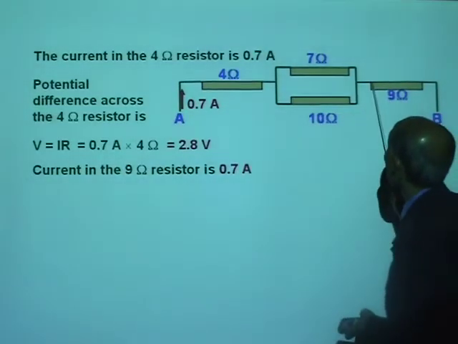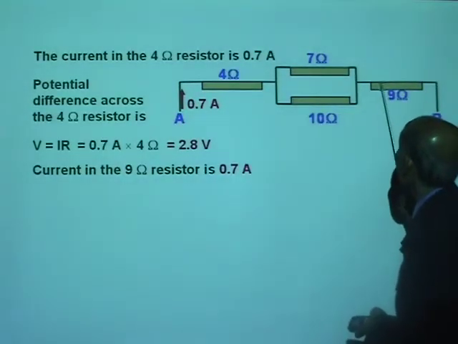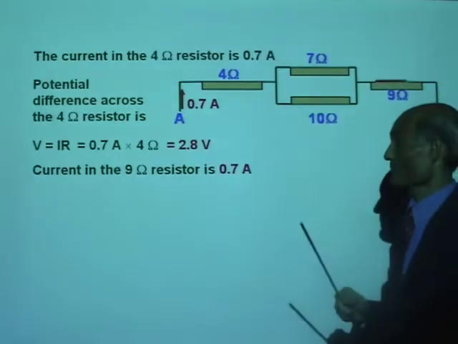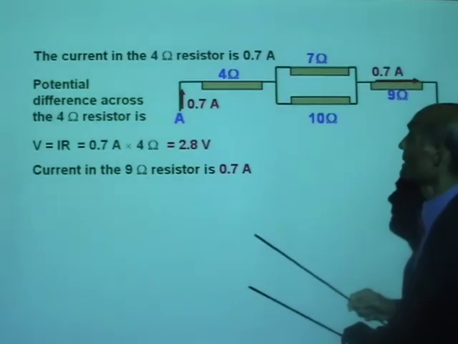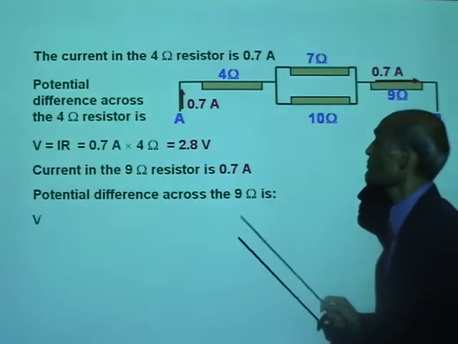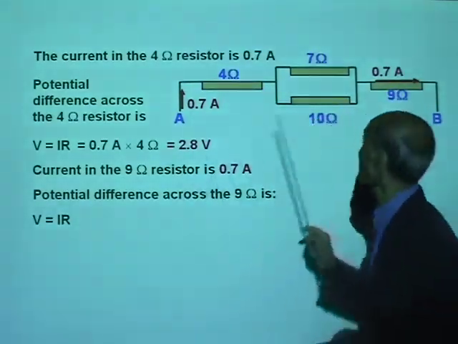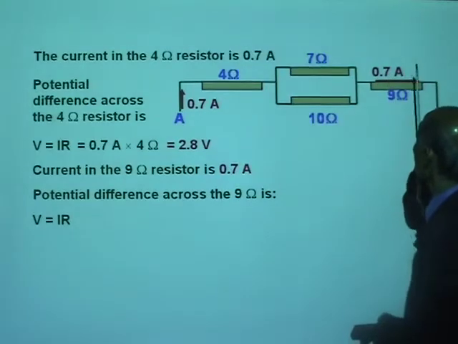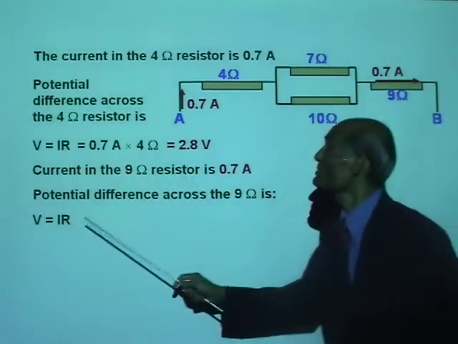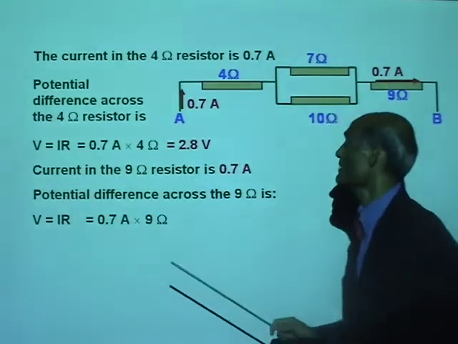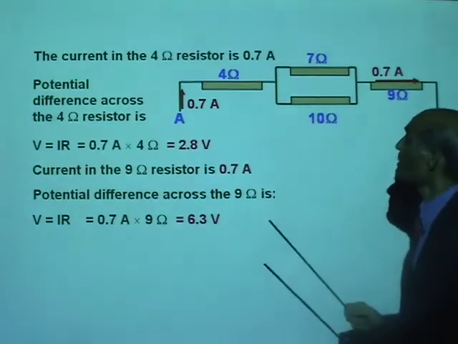So can you find the potential difference across the 9 ohm? Alright, the potential difference across the 9 ohm is V equal to IR, I equal to 0.7 ampere, resistance equal to 9 ohm, therefore that is 6.3 volt.